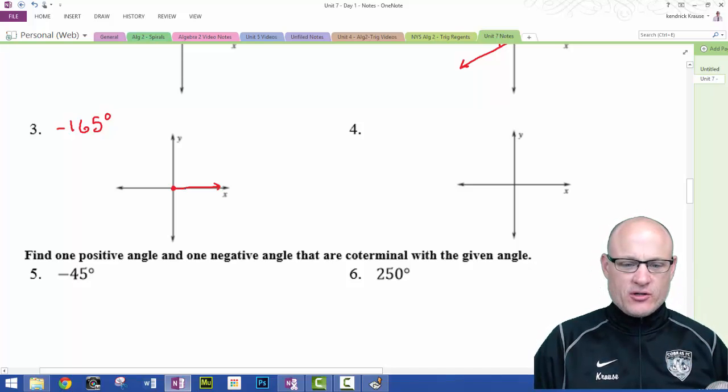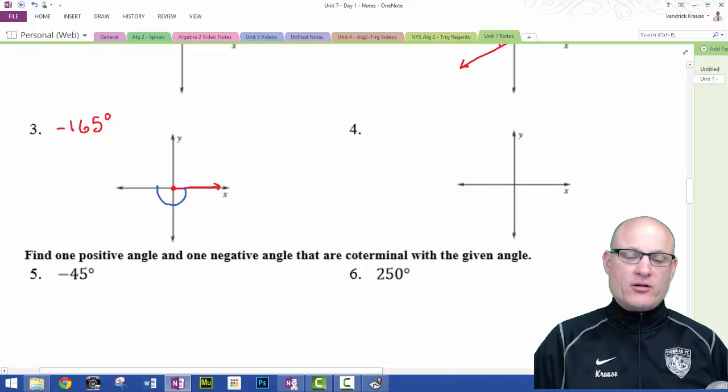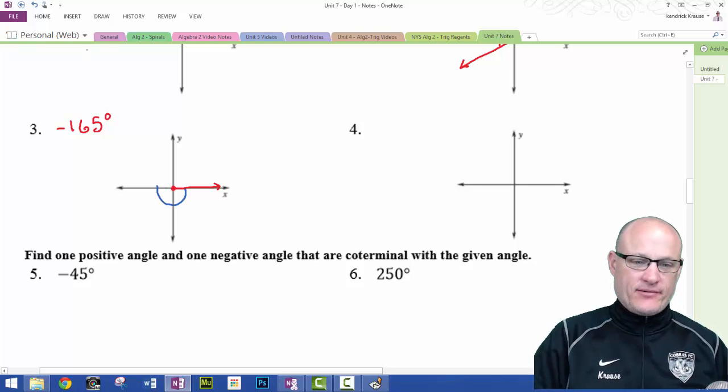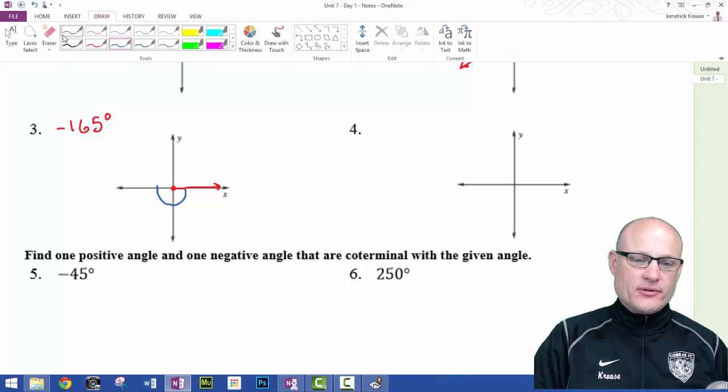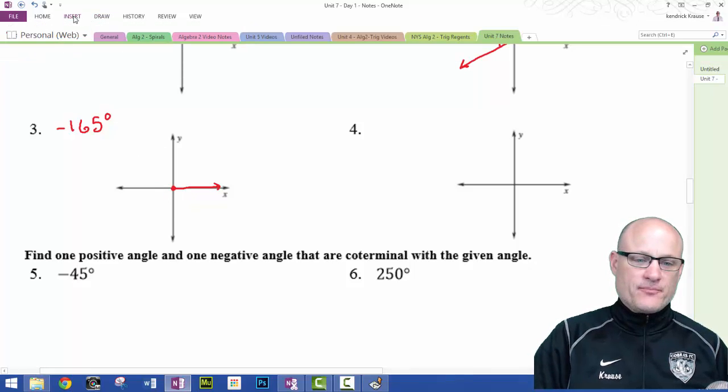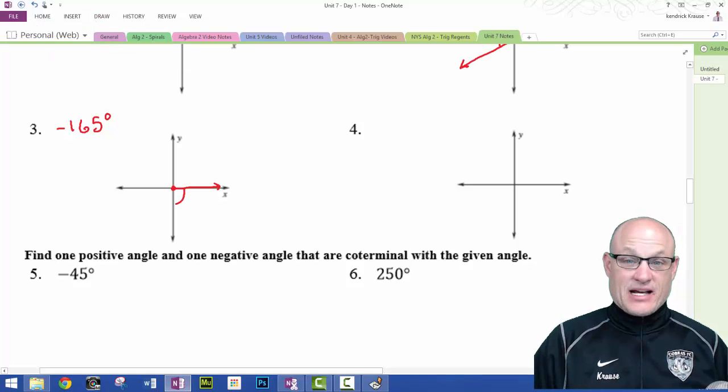165 degrees. Let's go. 90. Keep going. 180. Oh, shoot. We went past it. Doggone. Oh, that's just terrible. We'll erase that. No big deal. Oh, gone. And we'll try it again. Oops. Yeah, that's fine. So, 90, and then not quite 180. We'll end a little bit early. There it is, right there, negative 165 degrees.